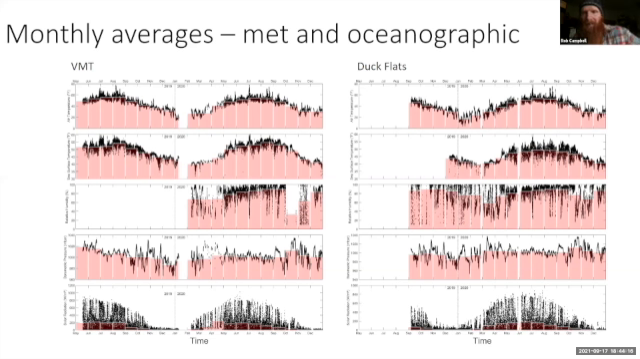The VMT and the duck flats are subtly different. If I draw a line across here, you can see the air temperatures are more or less the same, which is pretty much what you'd expect. They're not that far apart. But the water temperature at the duck flats is slightly cooler than at the VMT.